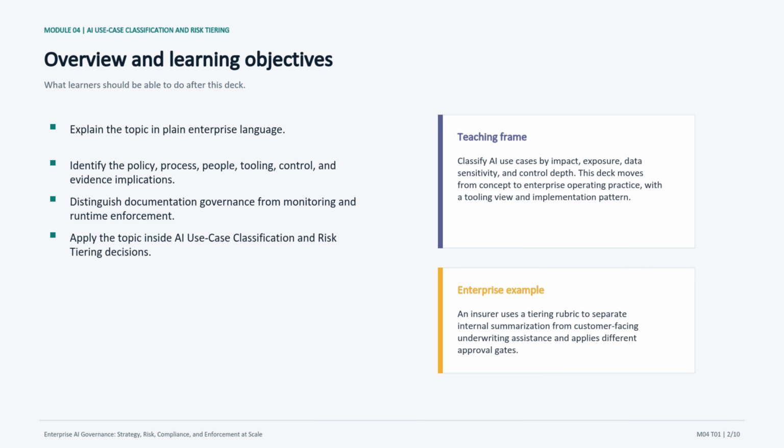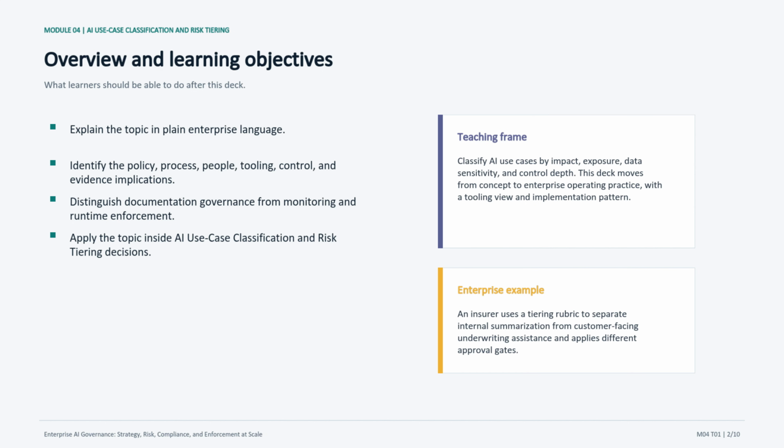Now that the topic is on the table, I want to set our learning objectives. By the end of this deck, the goal is not just to define use case inventory and AI system register. The goal is to explain how it works inside an enterprise. For this class, I want you to keep six lenses in mind: policy, process, people, tooling, controls, and evidence. A governance idea is only useful when it changes at least one of those lenses in a concrete way.